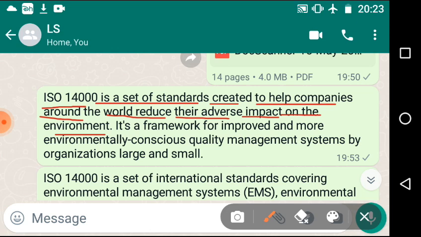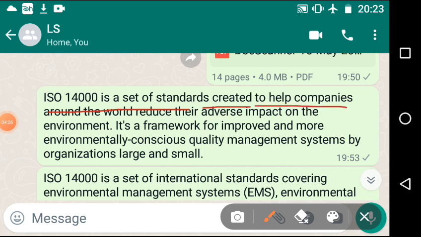Okay, so again I'm repeating, ISO 14000 is a set of standards that are created in order to help the companies around the world to reduce their adverse impact on the environment. It simply means that the companies which are being formed and the projects which are being done, in order to make profit and for development, for improving the quality of the lives of the people, at the same time, this ISO 14000 sets up some environmental standards to check the quality.